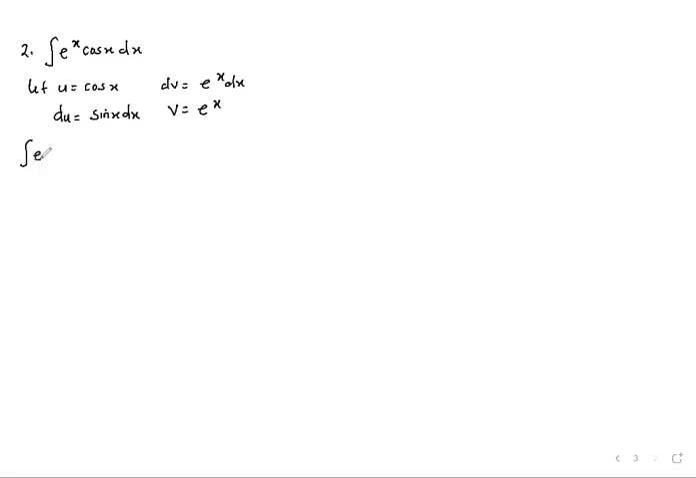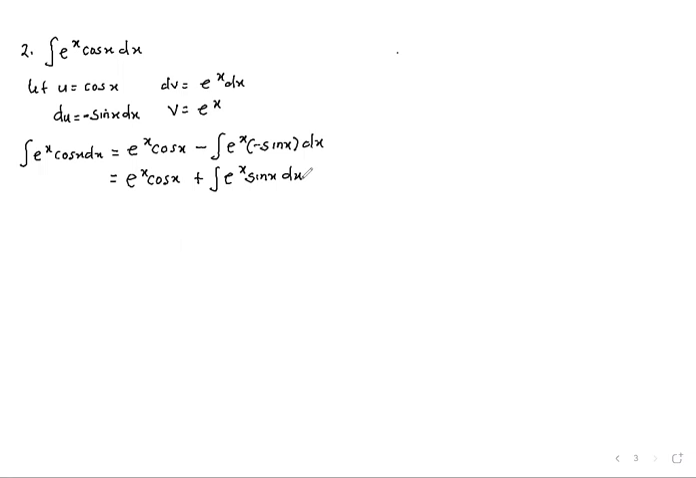So now we'll have the integral of e^x cos x dx is equal to uv, which is e^x cos x, and then minus the integral of e^x negative sin x dx, like that. Yeah, it's also okay to use the other way around. e^x cos x plus the integral of e^x sin x dx. We are doing this because of the signs there. Negative, negative. Then now we integrate e^x sin x dx alone.